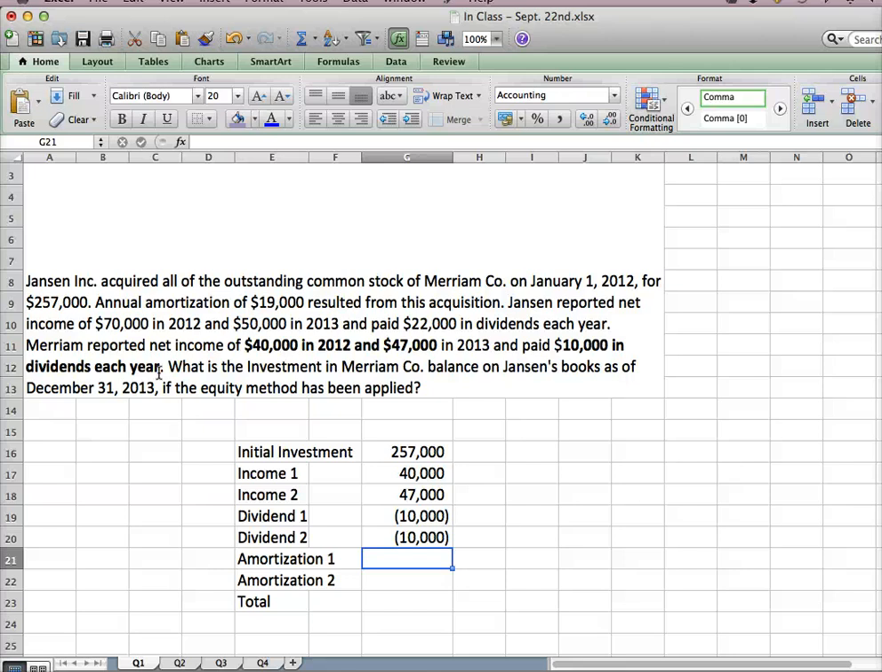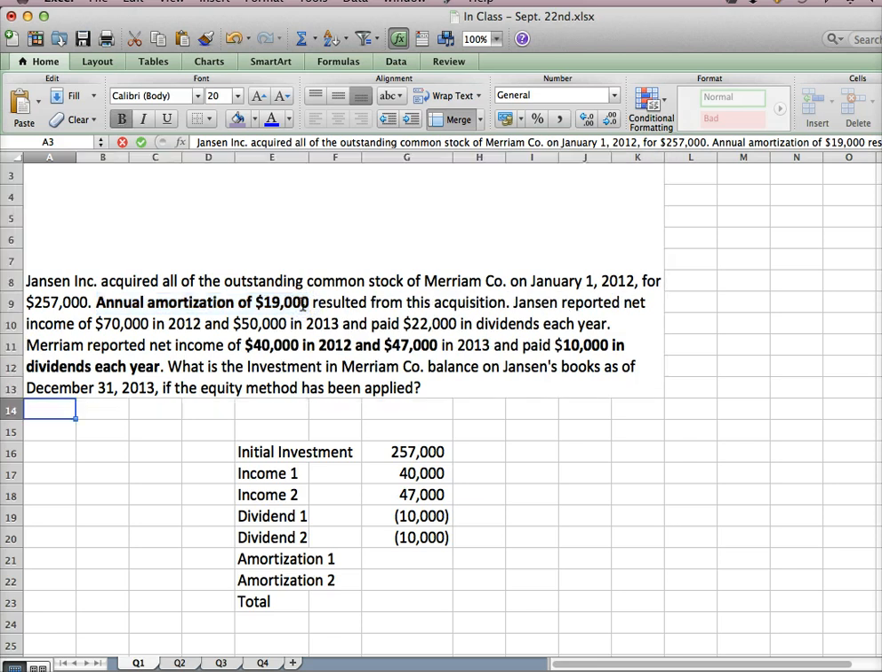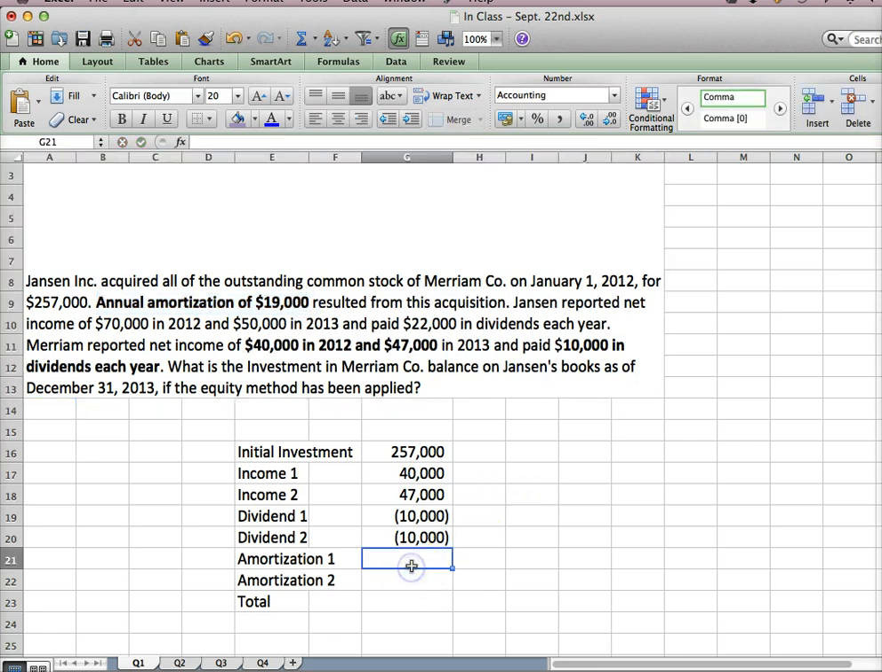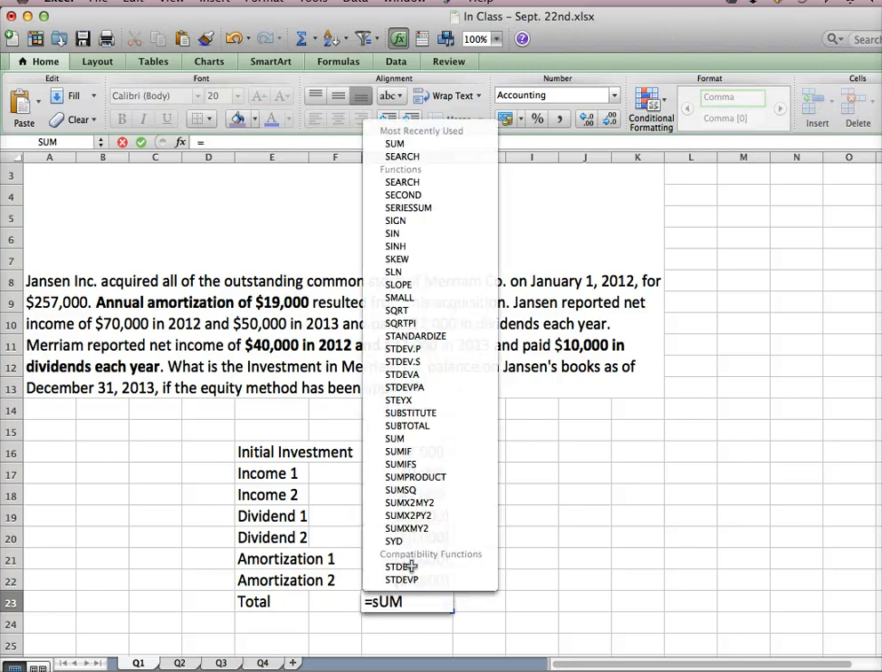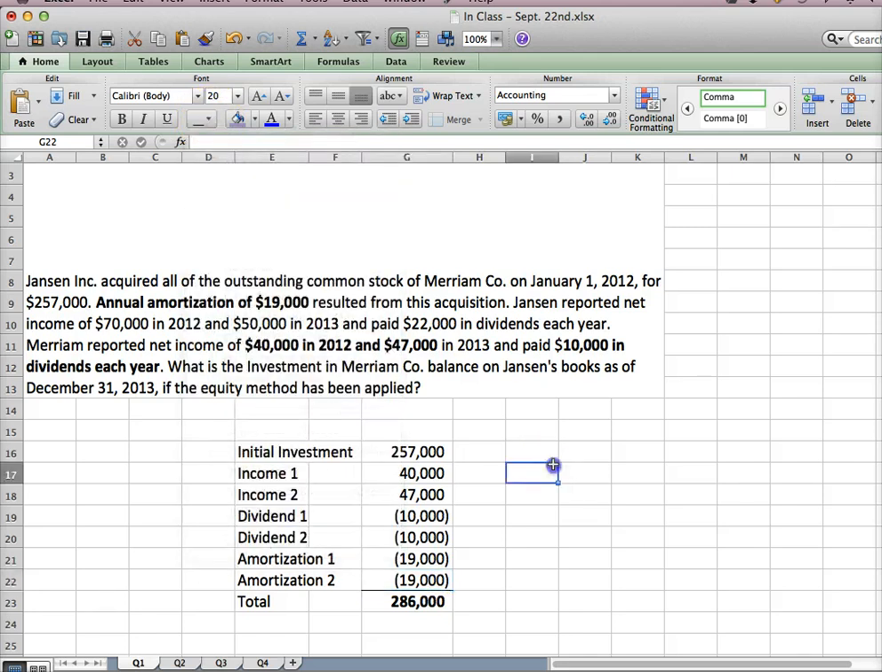Now, we're talking about amortization. This is something that we know reduces the investment account using the equity method. So we have a negative 19,000 here, negative 19,000 here, and that reduces our investment account. I know we did it in class, I just wanted to make sure you get the method and the detail behind every piece, and the answer is going to be 286,000, and that's going to be the final.